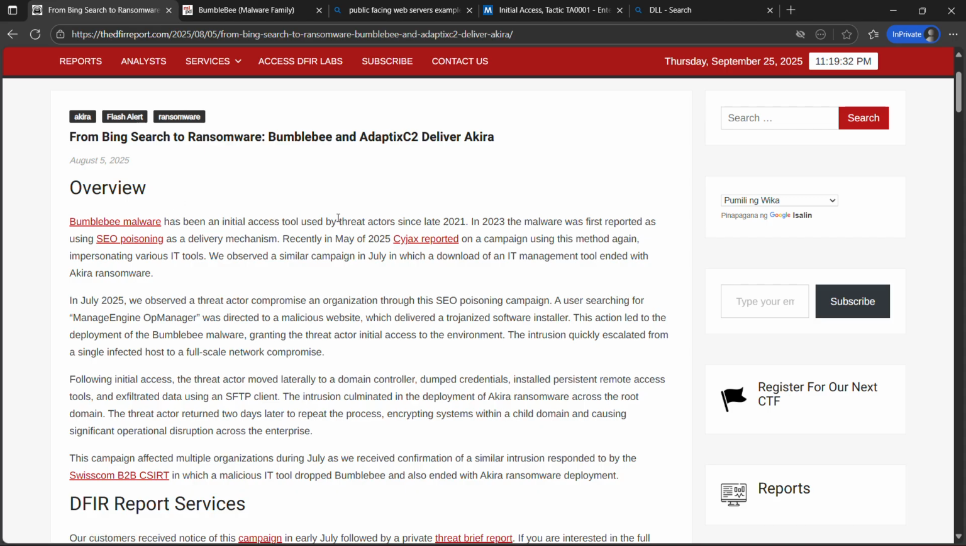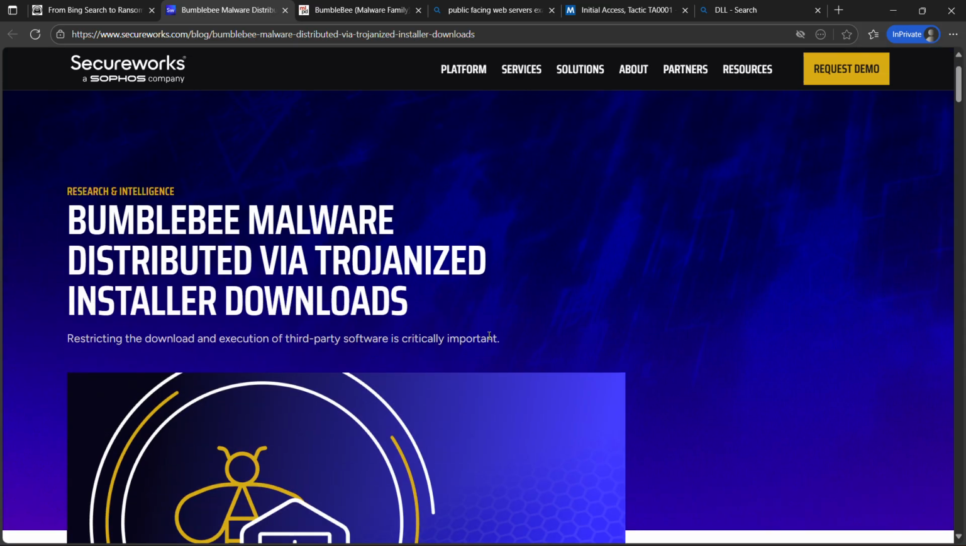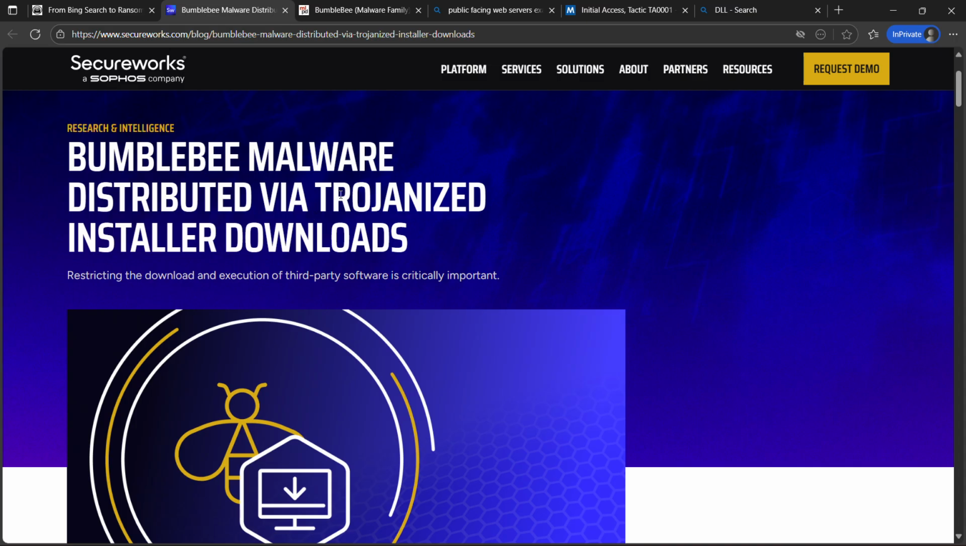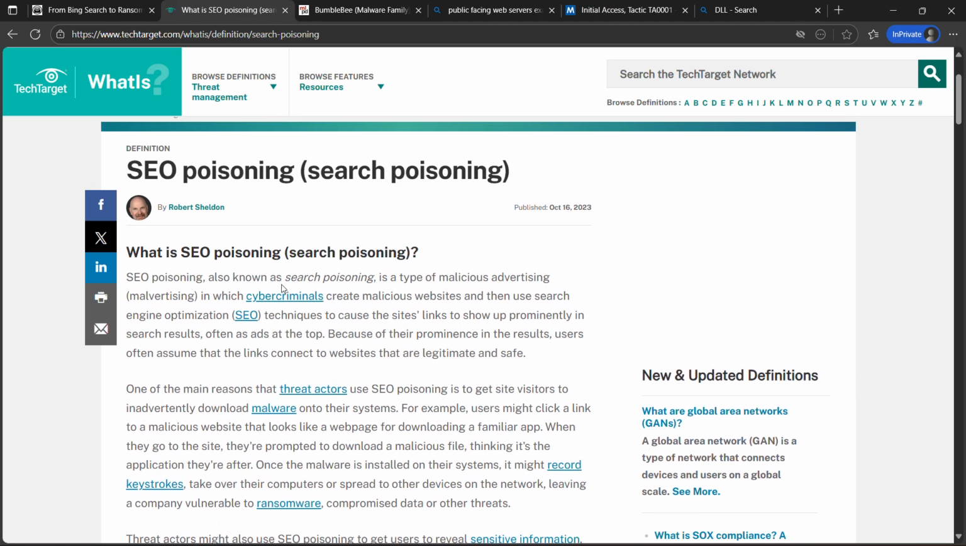Bumblebee malware has been used by threat actors for initial access since late 2021. Sorry, 2023, the malware was first reported as using SEO poisoning. So we're not familiar with that, so we're going to search SEO poisoning. Bumblebee malware distributed via Trojanized installer downloads. Trojanized installer downloads? SEO poisoning, okay.